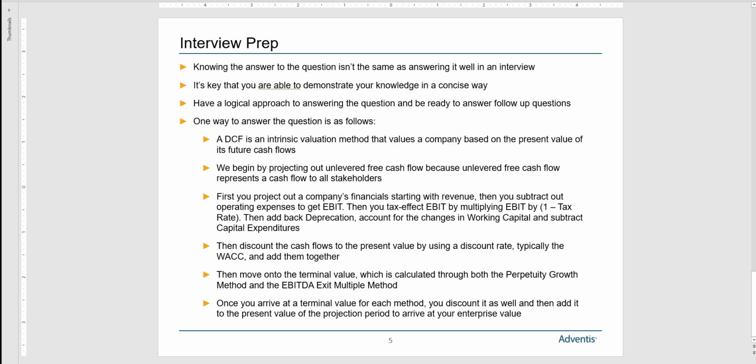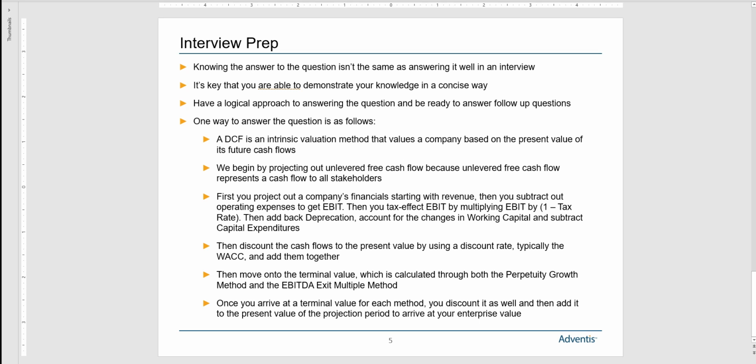A DCF is an intrinsic valuation method that values a company based on the present value of its future cash flows. We begin by projecting out unlevered free cash flow, because unlevered free cash flow represents a cash flow to all stakeholders. First, you project out a company's financials starting with revenue, then you subtract out operating expenses to get to EBIT. Then you tax effect EBIT by multiplying EBIT by 1 minus the tax rate. Then add back depreciation, account for the changes in working capital, and subtract capital expenditures.